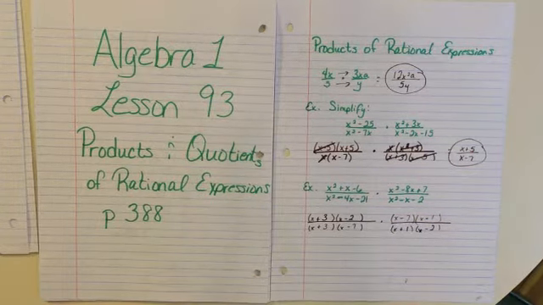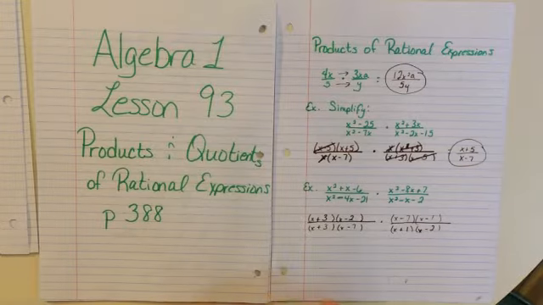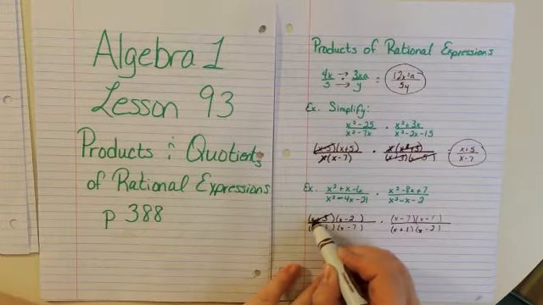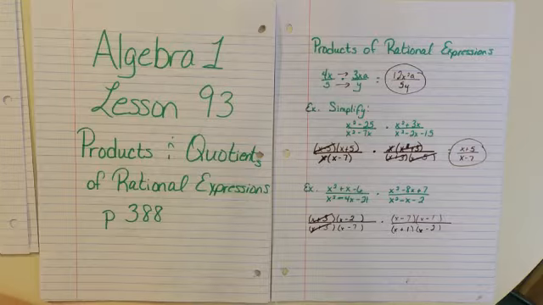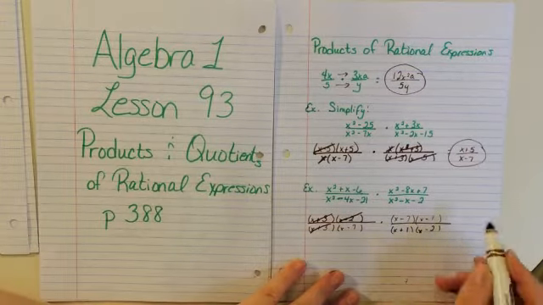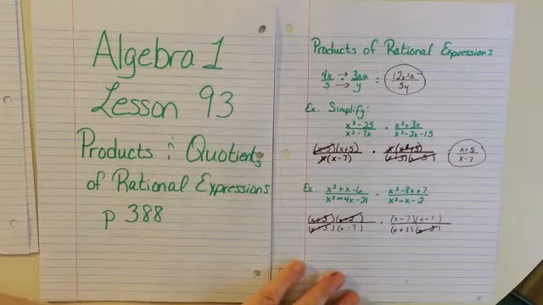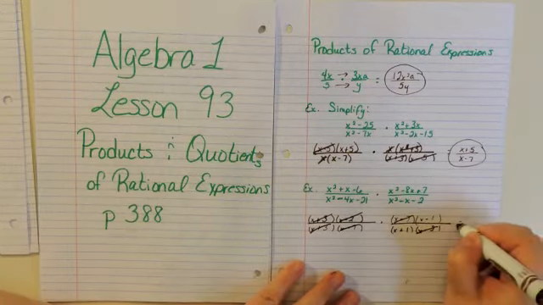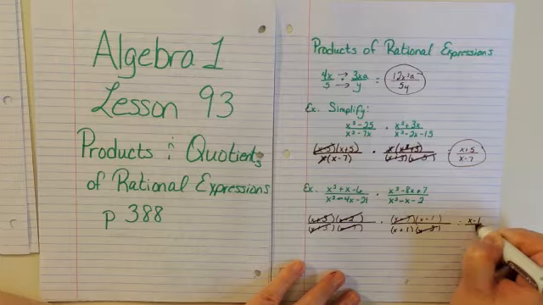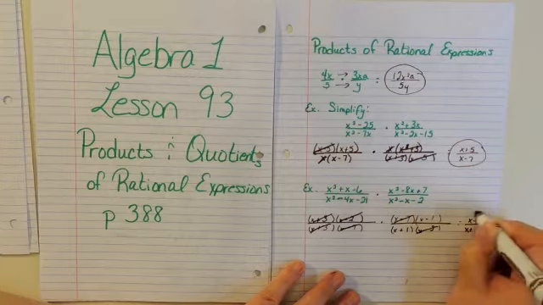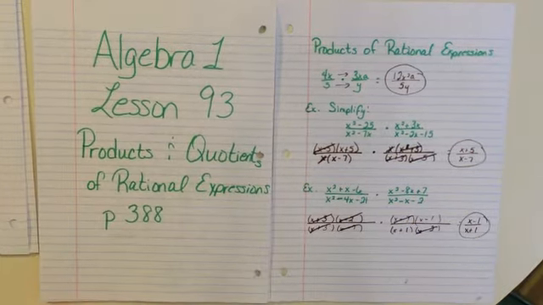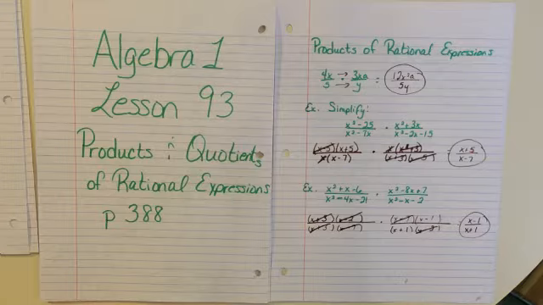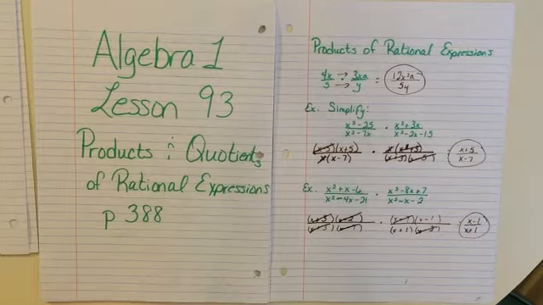Okay? Now we can start canceling. So we have an x plus 3 and an x plus 3. We have an x minus 2 and an x minus 2. We have an x minus 7 and an x minus 7. So that leaves us with x minus 1 over x plus 1. And that's our answer. Okay? Take your time. Write it neatly. And then you can start canceling.